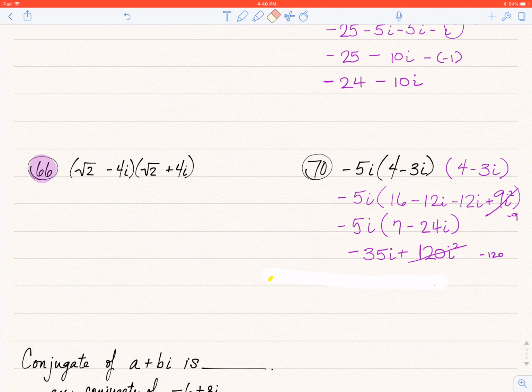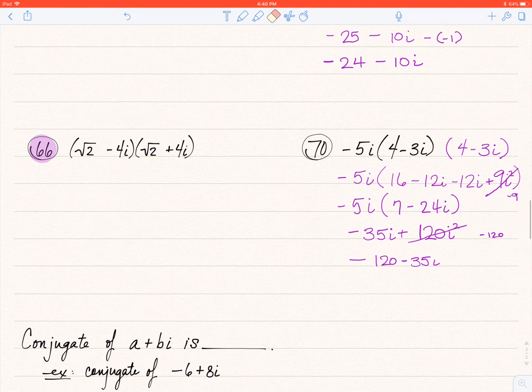So continuing to clean up, let's make sure that our real part is first and our imaginary part is second, so that our final answer is negative 120 minus 35i.